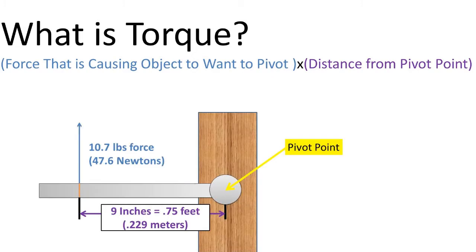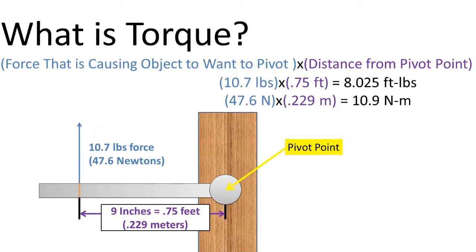So in this first example, we have a torque wrench with a force going perpendicular to the wrench acting on it. The force going perpendicular is tangent to the circular path around the pivot point, so the total force will be going into making the part pivot. This means that we can take the force, which is 10.7 pounds, and multiply it times the distance to the pivot point, which is 0.75 feet, and we get a torque of 8.025 foot-pounds, or 10.9 newton meters for those of you who think in metric.